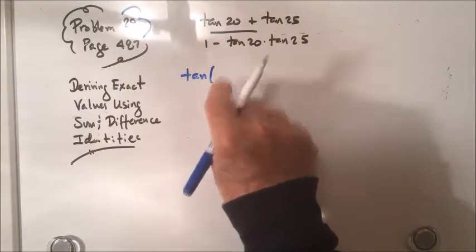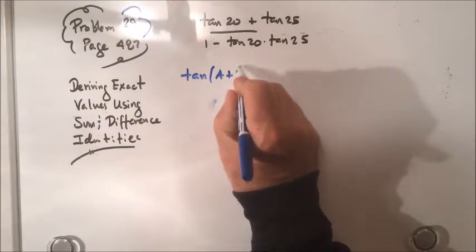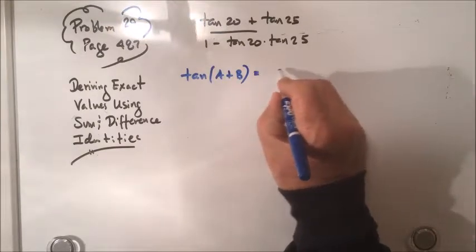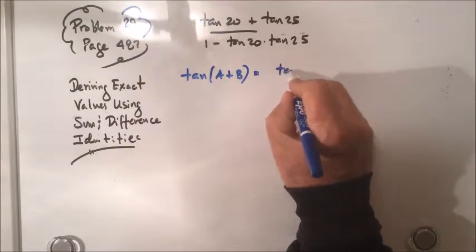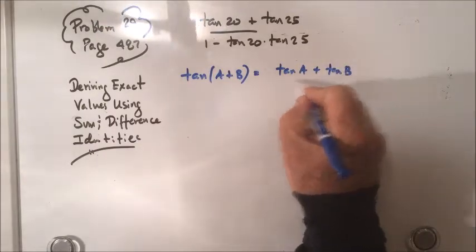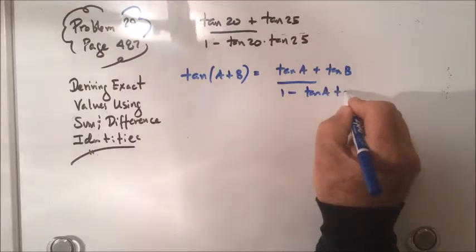Let's see, how do we do this? A and B. This is a sum. This is actually the tangent of the sum of A and B, and that formula is tangent A plus tangent B all over 1 minus tangent A tangent B.